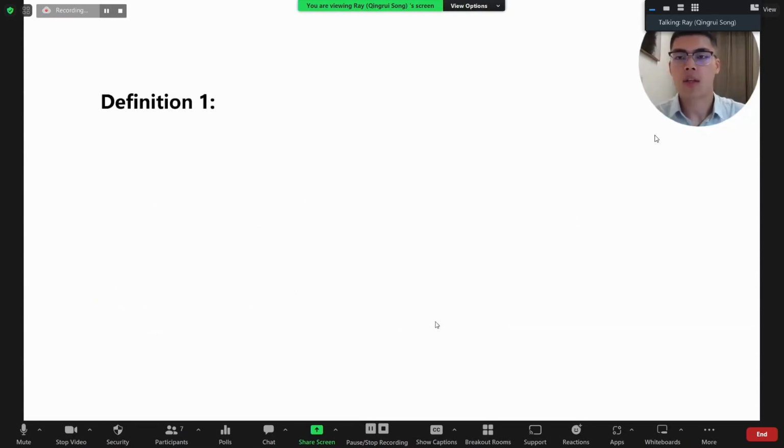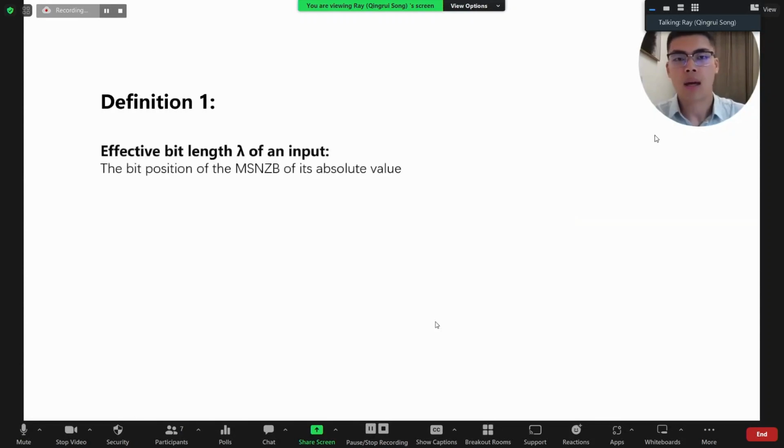For the first definition, we define the effective bit length of an input x as lambda, and the way we count lambda is by finding the position of the first non-zero bit of its absolute value. Let's look at a simple example. For an 8-bit input x, the first thing we do is find its absolute value, and since it's positive, it's just itself. Then we find the position of the first non-zero bit, and as we can see, counting from the right, it's the 7th bit. So the effective bit length of x is just 7.